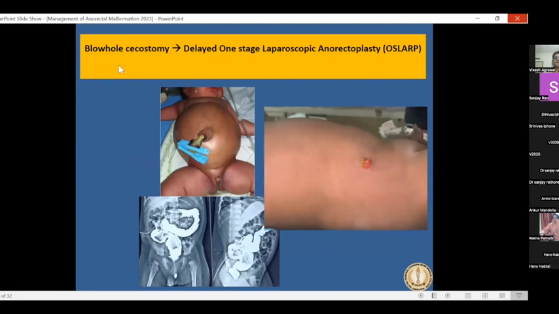We call it blowhole cecostomy. Not a proper colostomy, which is sutured and everted outside. It's just a venting cecostomy, so that deflates the whole of the colon. And in another 4 or 5 days, we do a contrast study, ascertain the level of the fistula, like in this particular case, you can see a rectovesical fistula, and go for a delayed primary pull-through in the same admission after 6-7 days.